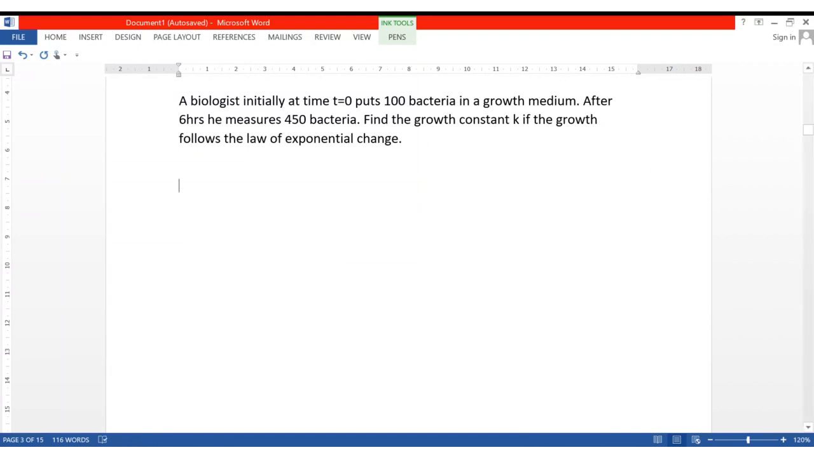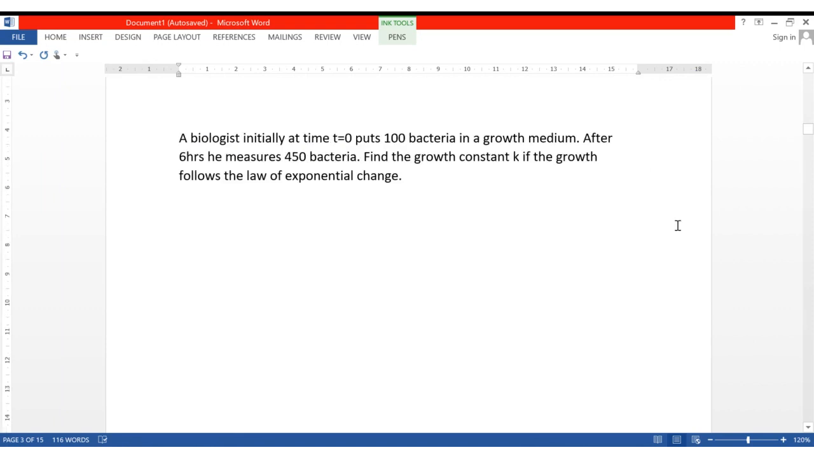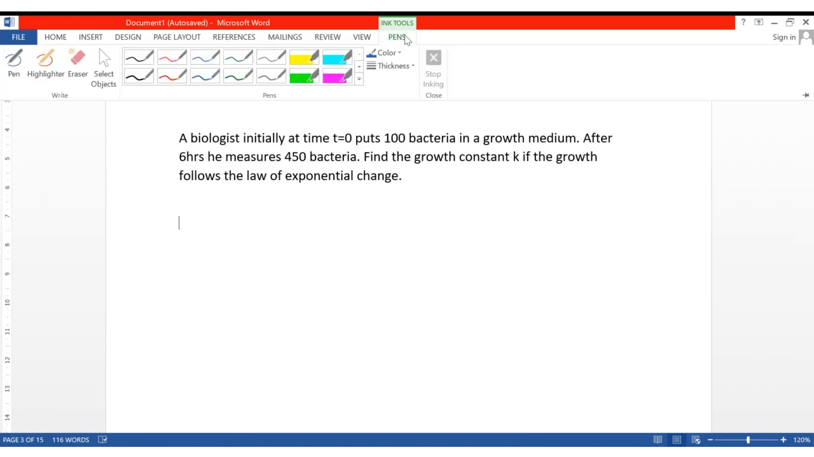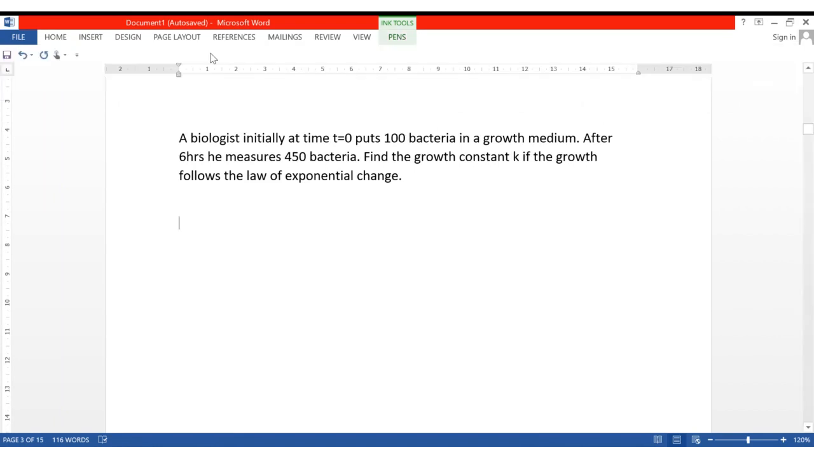This is the formula. So y was given by a exponential kt. That is basically the formula that you need to remember. Y is equals to a exponential kt.